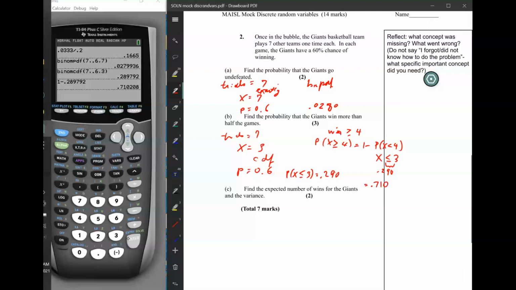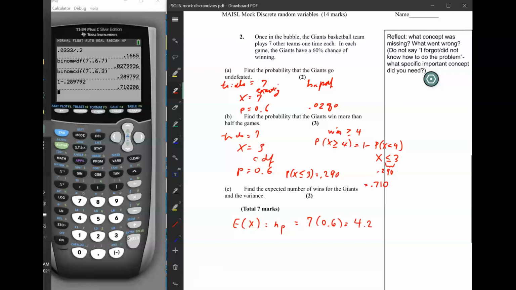Part C. Find the expected number of wins for the Giants and the variance. So if you look in the formula booklet, the formula for the expected value of x is n times p. And in this case, our n value is the number of trials, and our p value is 0.6. So the expected value of wins is 4.2. If you put 7 times 0.6 in the calculator, you get 4.2.